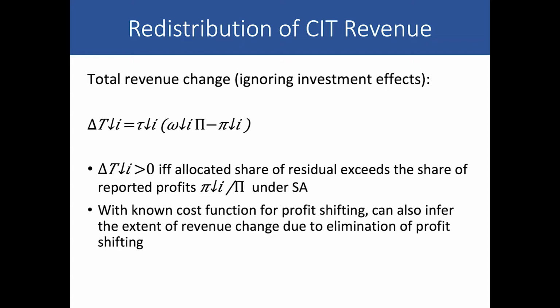And if you are willing to take a step further and assume, say, the specific functional form of cost in shifting profits, and also use current estimates of how sensitive the shifted profits are with respect to the current statutory corporate tax rate, that is the semi-elasticity of profit shifted, then we can further decompose the total revenue change into two elements. One is the revenue impact from elimination of profit shifting under the current system, and then the other is the reallocation aspect of assigning all this taxable profit.